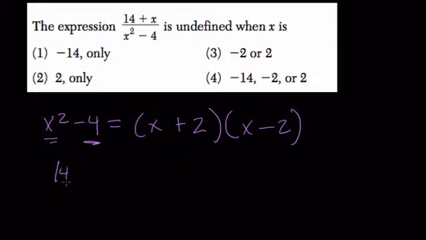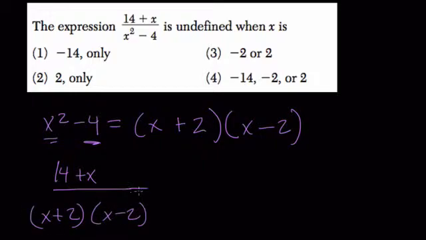What that tells us is if we have 14 plus x, and then x plus 2 times x minus 2, if x equals 2, then you can't plug it in here. If x equals negative 2, then you also can't plug it in here. So those don't work. So here we go, negative 2 or 2.